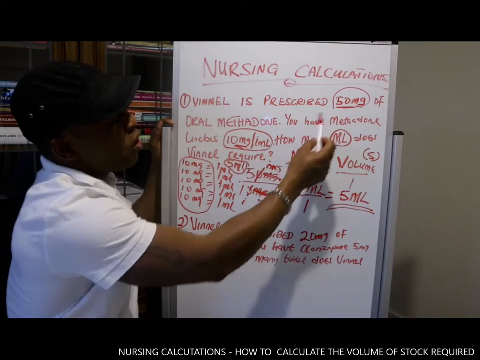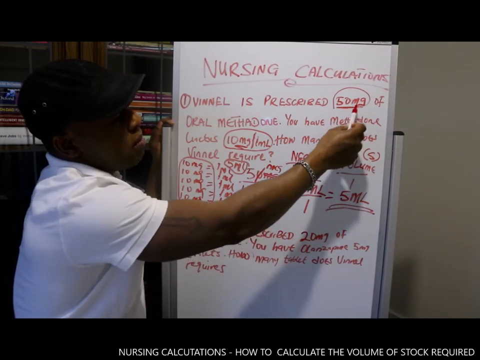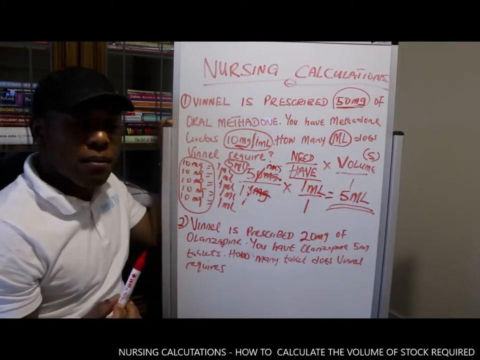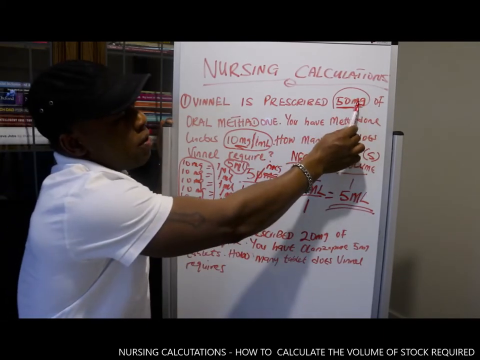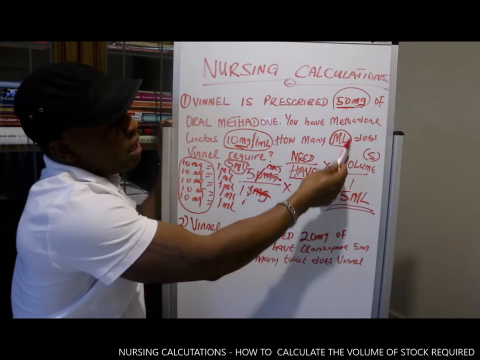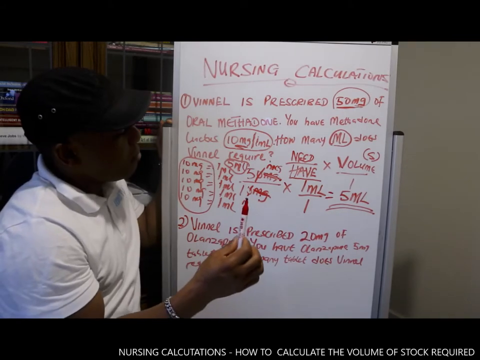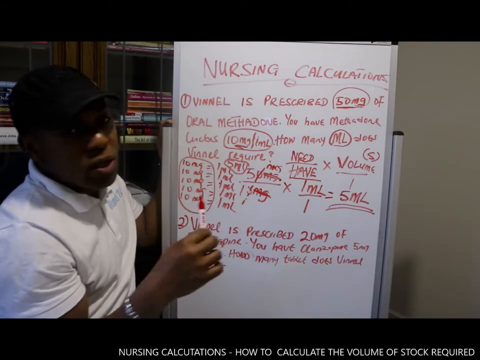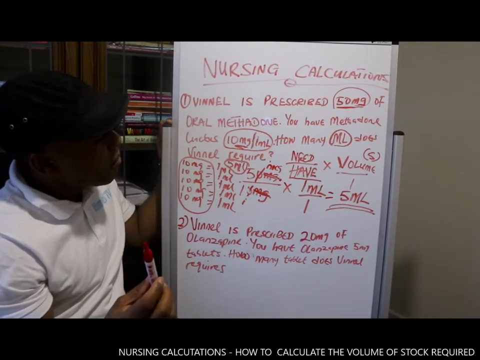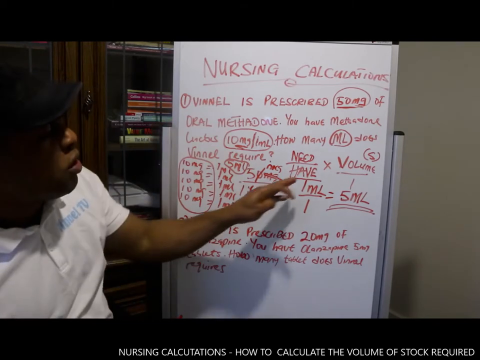So you need to make sure that you convert them, make sure the units are together. If you have microgram here, you make sure you convert this one to microgram to give you the same formula to be able to do this. Otherwise you get a different number. Okay, so this is just how to do this math.